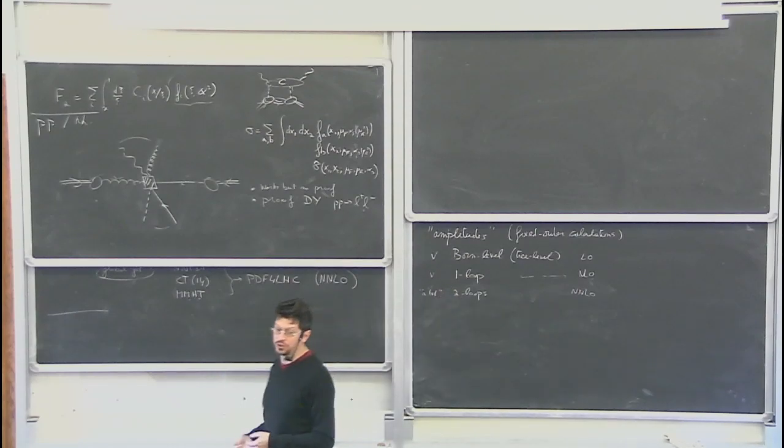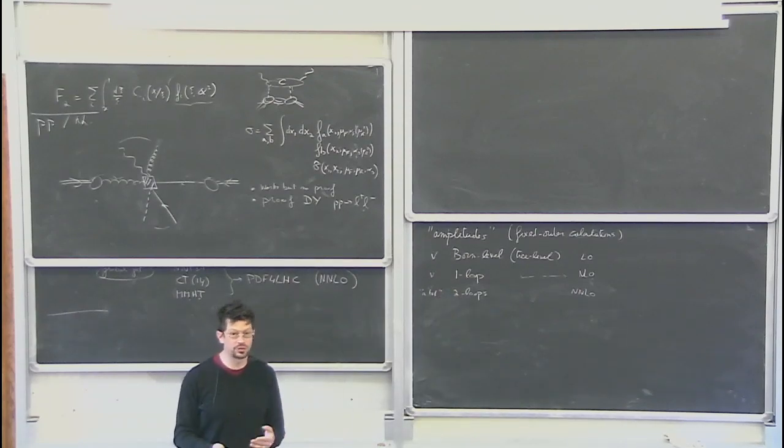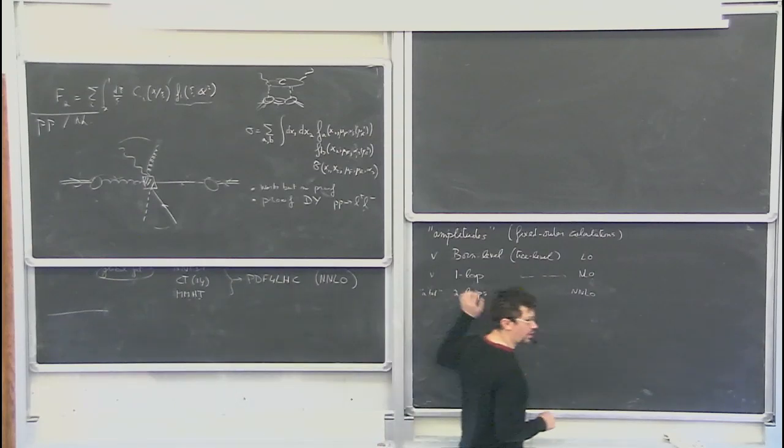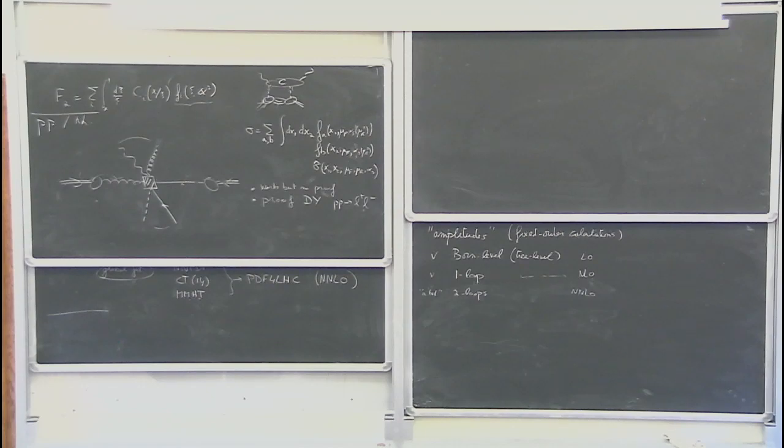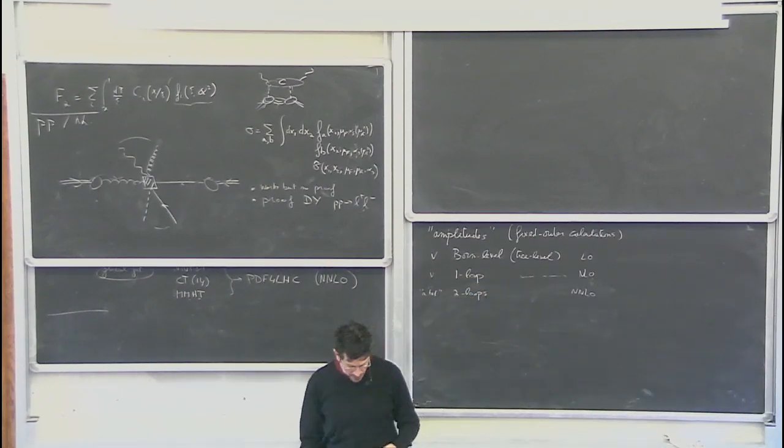This is the same for two loop. We know how to do 2 to 2, or 2 to 1. We more or less know how to do 2 to 2, depending probably on the process. 2 to n is still beyond reach, okay? So this is why we heard again yesterday, as far as I remember, there are people trying to work on understanding next-to-next-to-leading order cross sections or two-loop amplitudes.